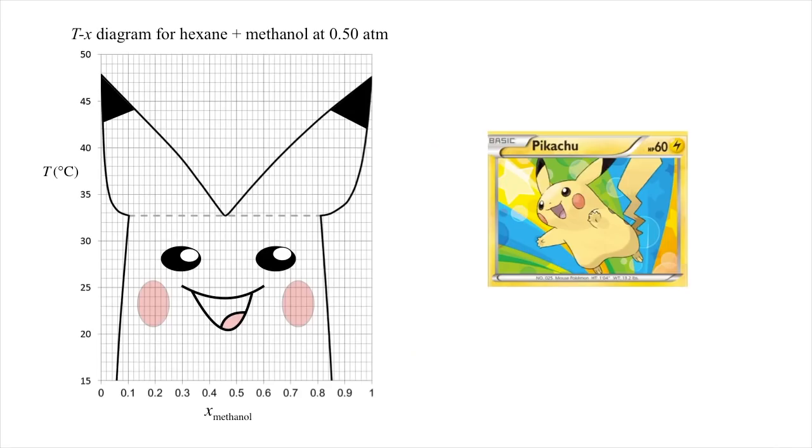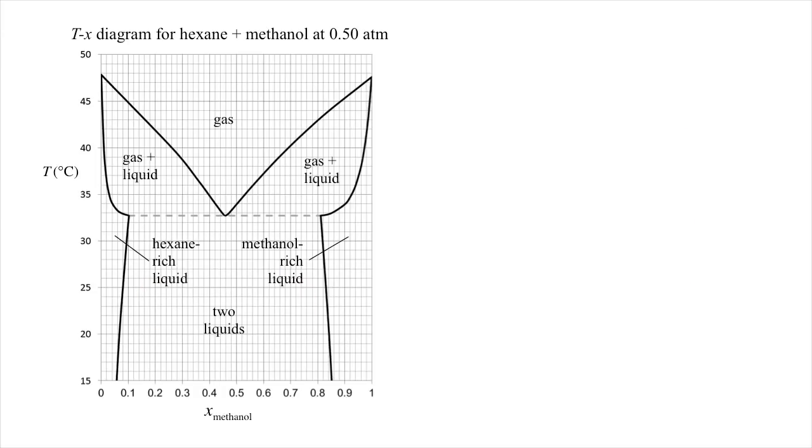As a working example, let's return to the world's most famous Pokemon, Pikachu. Of course, what we're really talking about here is the T-X diagram for mixtures of methanol and hexane. Let's try to explain some of the features of this diagram.